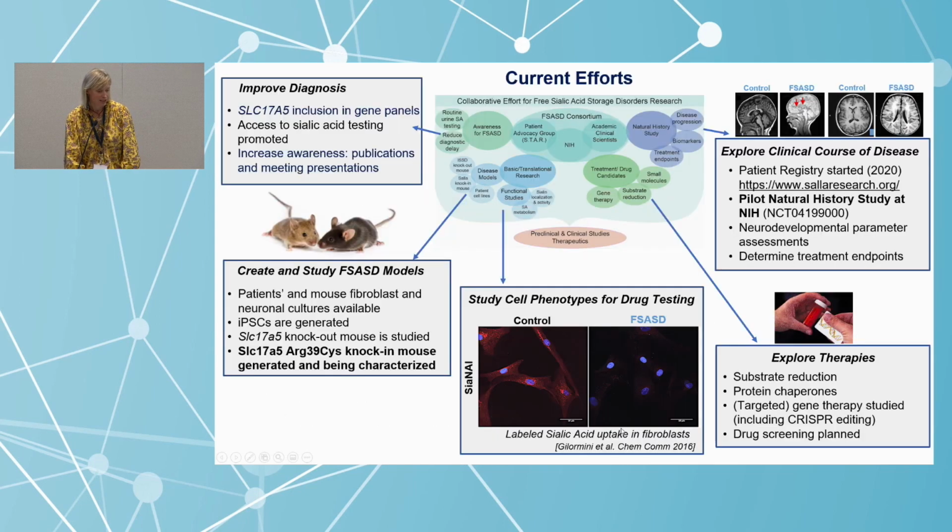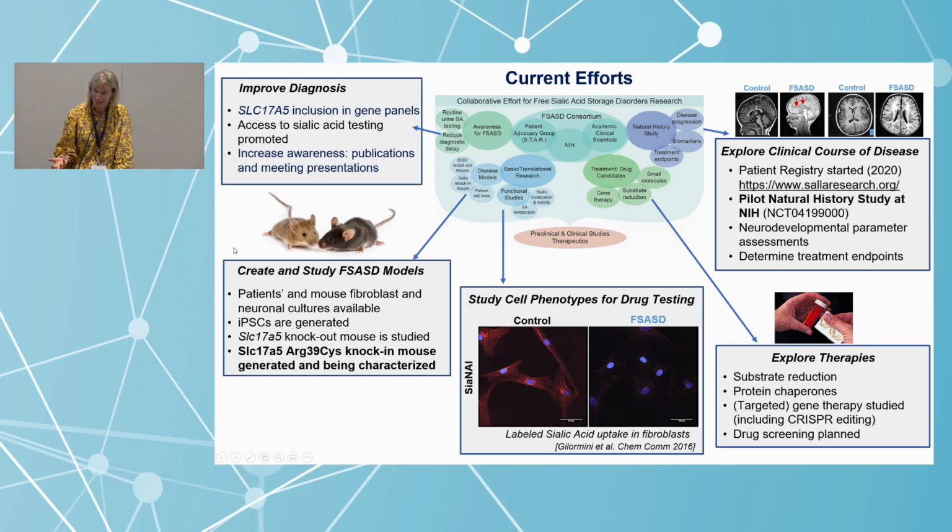So in conclusion, the chart that Melissa put up in the beginning of the meeting, we are addressing most aspects of this chart. As David said, the clinical aspects are being addressed. We're working on improved diagnosis, increased awareness. SLC17A5 is now included in many CLIA certified gene panels in the US, which is very nice, and we hope to identify more patients through that.